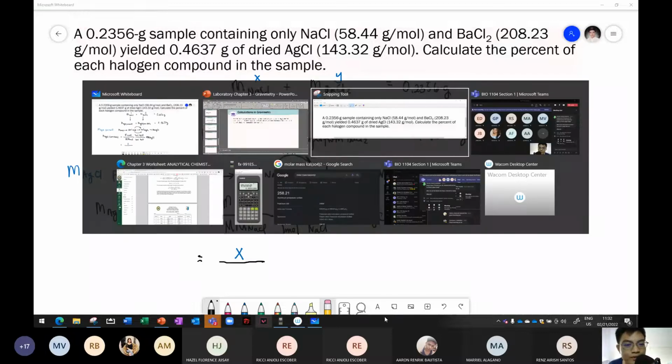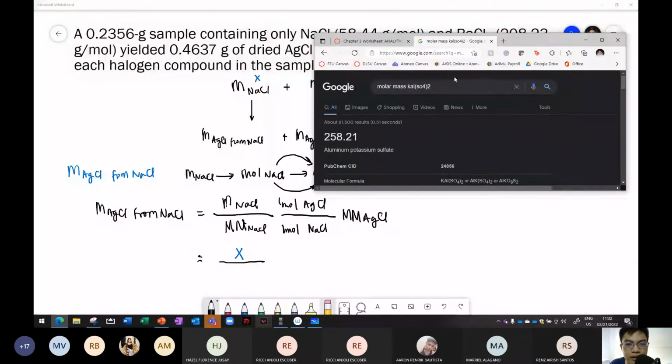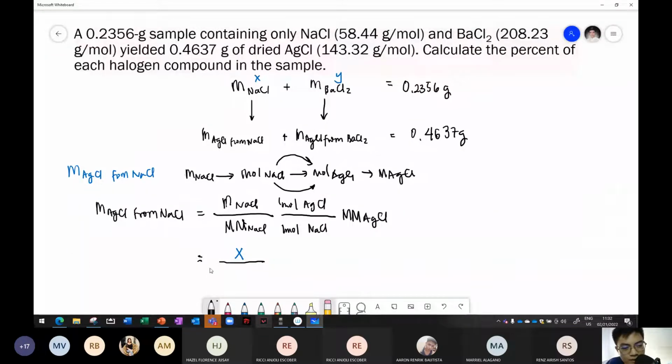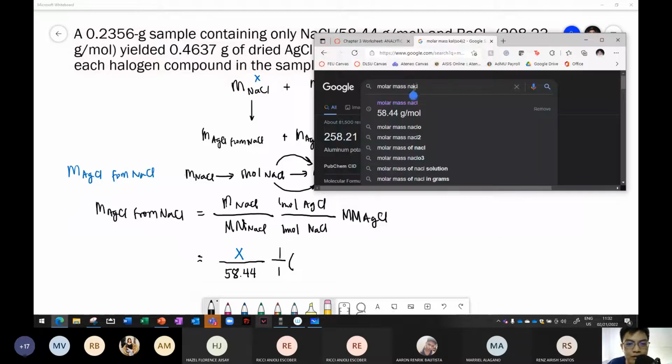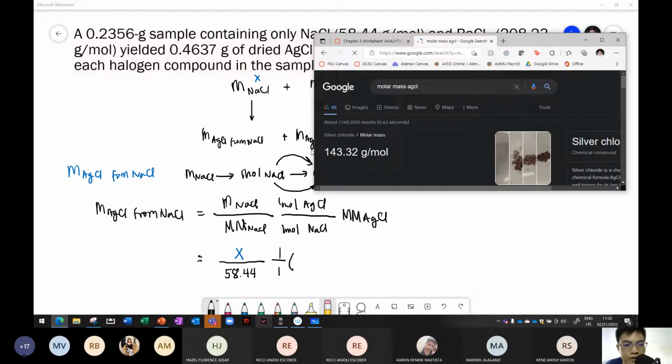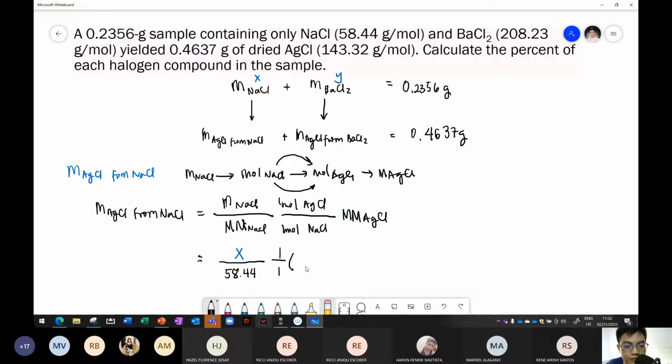Okay? So, hanapin ko yung molar mass ng NaCl. Google natin. NaCl. 58.44. Okay, so that's 58.44. Okay. Grams per mole yan, pero hindi ko na ilalagay yung unit for simplicity. And then 1 to 1 times the molar mass of AgCl. Okay, so that's 143.32.